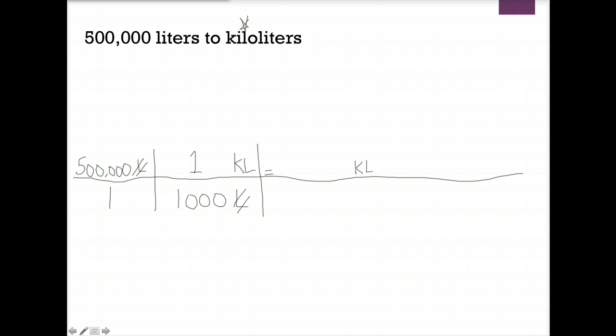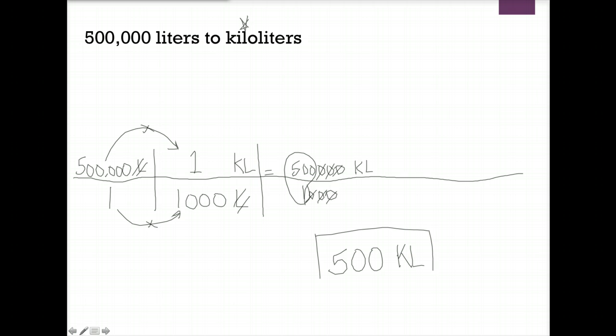Okay, so we can do the math now. 500,000 times 1 is 500,000. 1 times 1,000 is 1,000. Okay, mathematically we have 3 zeros on bottom, so we can cancel 3 zeros on top. So we're left now with 500 divided by 1. We know 500 divided by 1 is 500. Bring down our units, kiloliters. That's our answer. We converted 500,000 liters into kiloliters.